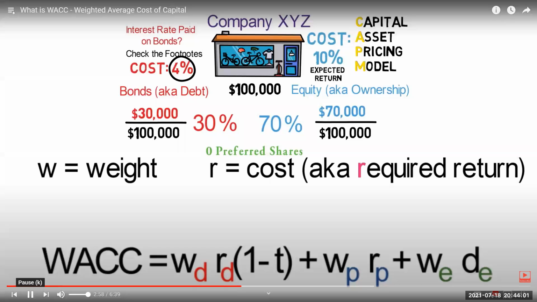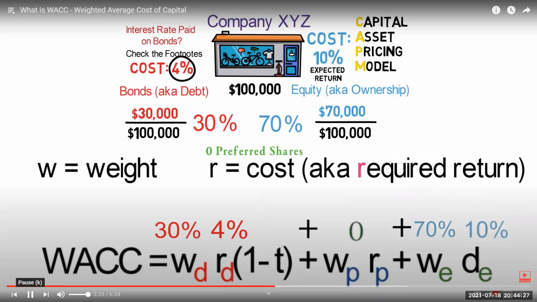So the WD stands for the weight of the debt. We know that's 30%. The RD stands for the cost of debt. We know that's 4%. So I'm going to skip this 1 minus T for now. I'll come back to that in a second. WP is the weight of the preferred shares. RP is the cost of the preferred shares. We don't have any preferred shares right now, which makes this whole section 0. And here, E for equity, we have 70% weight and 10% required rate of return.